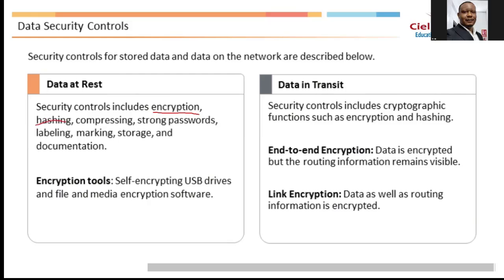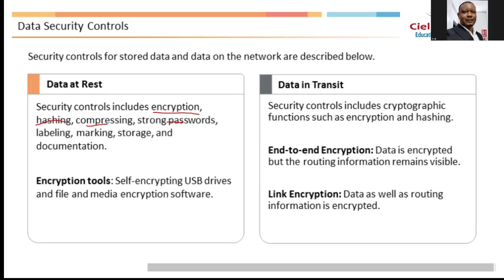Hashing can be used to check the integrity of the data to ensure that the data has not been tampered with. It will create a unique fixed-size signature, which we normally refer to as a hash, for the data. Then also compressing. If you compress data, this can help you save storage space, which can also add a layer of difficulty for unauthorized access.